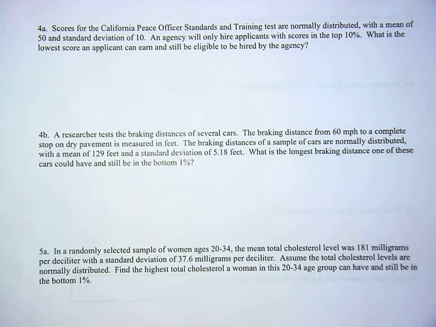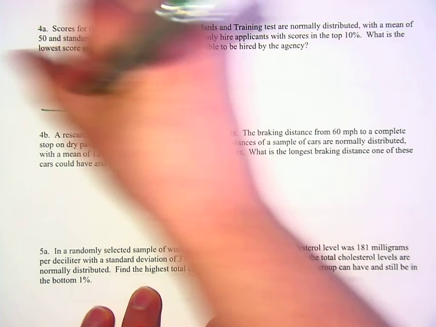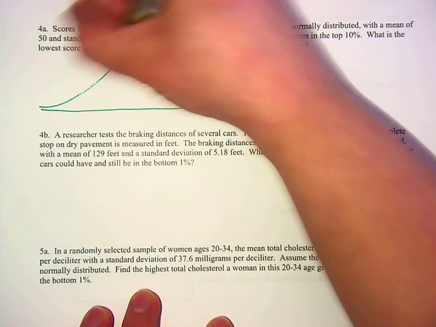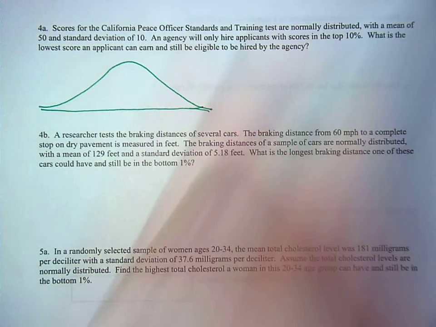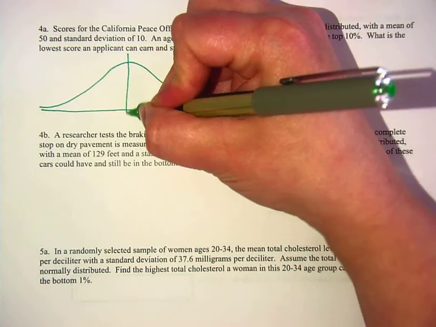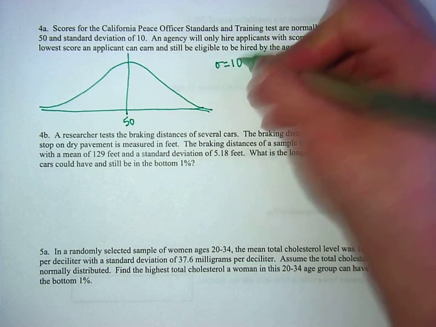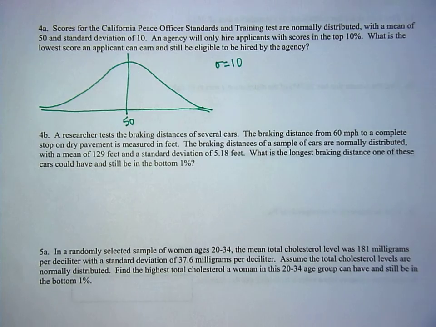All right, let's draw a picture. When in doubt, draw a picture. It's a bell curve, right? Because it's normal. We know that the mean is 50, average score is 50 with a standard deviation of 10. An agency will only hire applicants with scores in the top 10%.